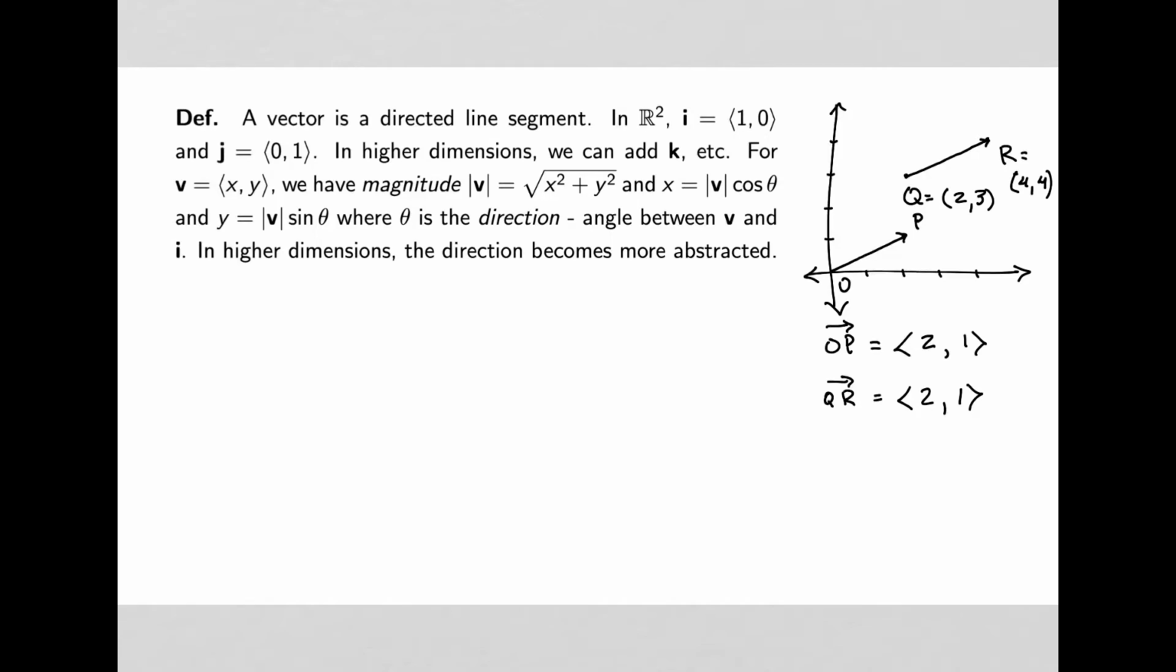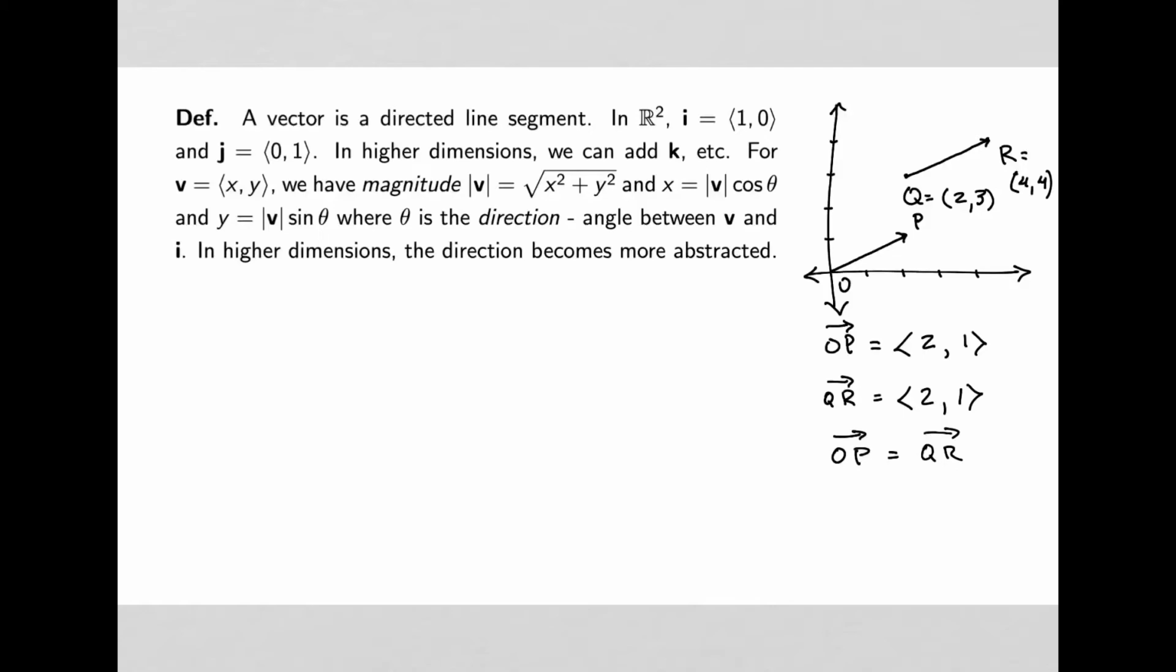If those had been to the left, it would be negative, or down it would be negative in the y direction. So the thing I want you to see is that because the entries of OP and QR are the same, those two vectors are the same motion, so they're the same vector. So think about vectors in terms of motion, and it explains a lot of the intuition here.